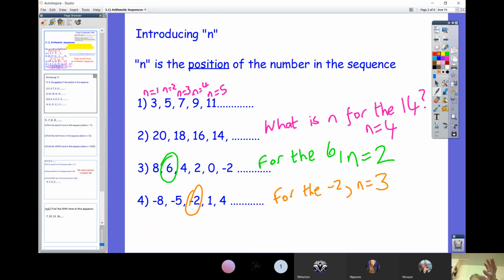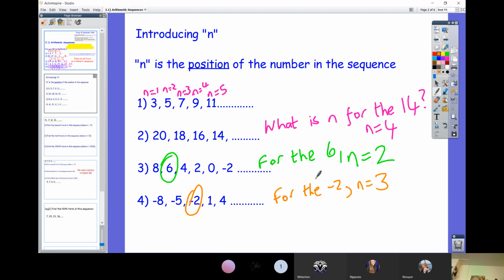So you've got to be really clear in your minds, okay? n is the position, but it's not the number. For the last one, n is 3, but the number isn't 3, is it? The number is minus 2, but because it's position number 3 in the queue, it's the minus 2.